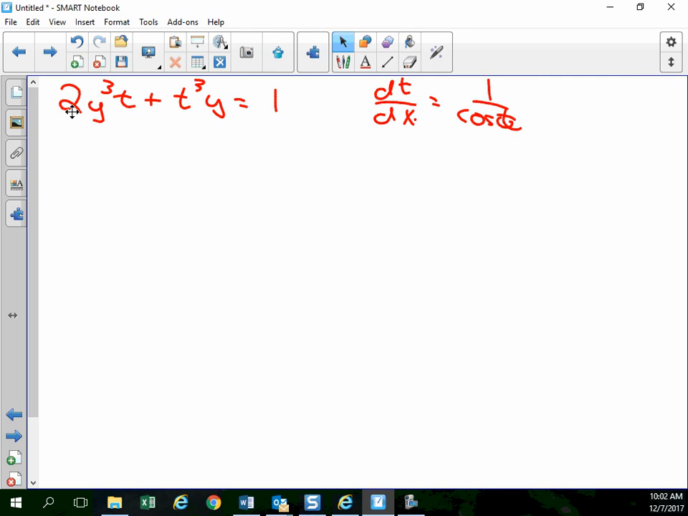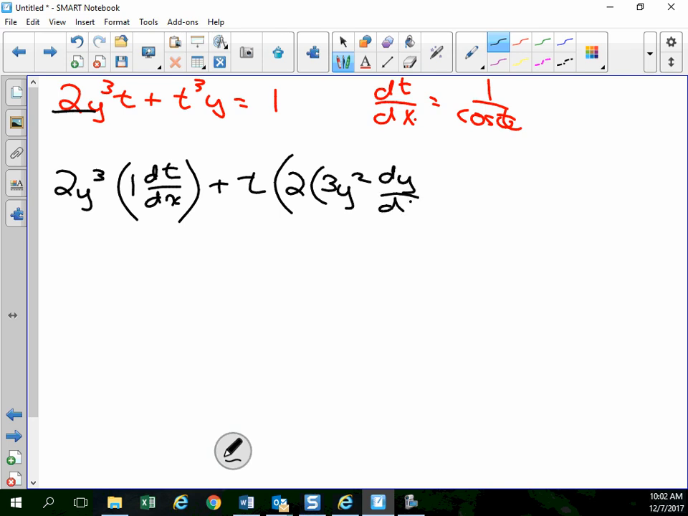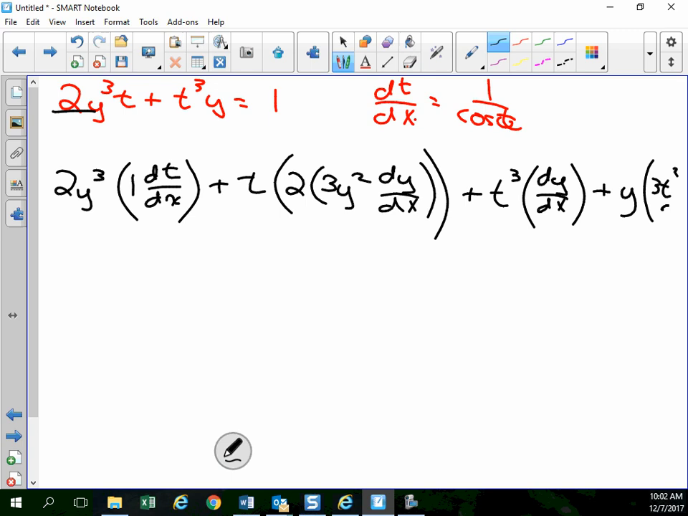So, I'm going to do these two pieces together as the first. So first, the derivative of t is 1, but it's not an x, so the derivative of t with respect to x, dt dx. Plus the second, derivative of the first gives you 3y squared. It's not an x, so it gets the dy dx. Plus the first, derivative of y is dy dx. It's not an x. Plus the second, the derivative of the first is 3t squared dt dx. Equals 0.